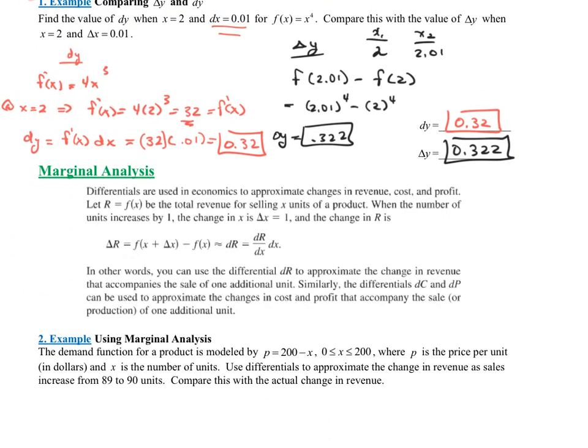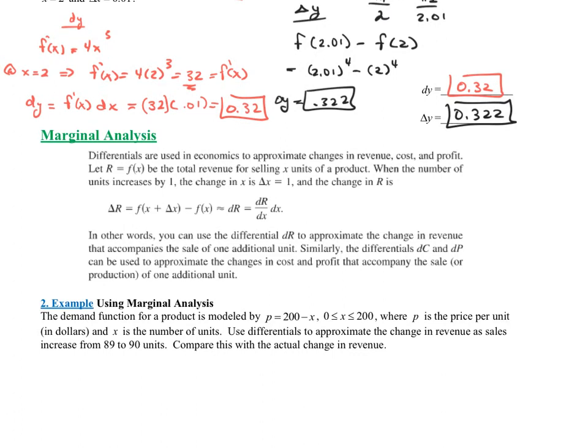So let's see what this next part's talking about. It's talking about marginal analysis. It says differentials are used in economics to approximate changes in revenue, cost, and profit. Let R of x be the total revenue for selling x units of a product. When the number of units increases by 1, so when it increases by 1, that's what we're saying our dx and our delta x is 1.